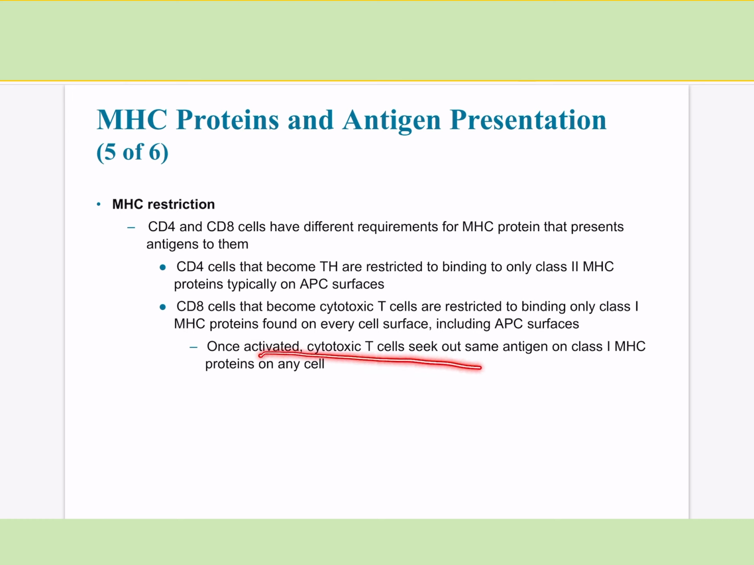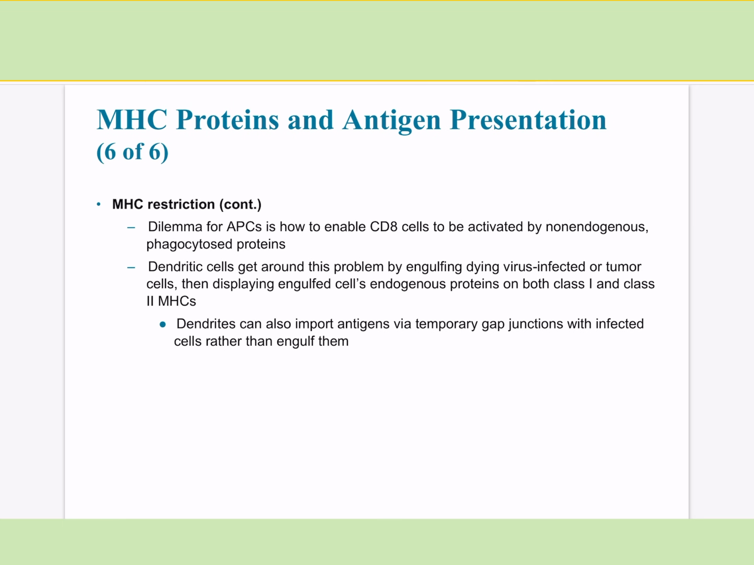Once activated, cytotoxic T cells look for the same antigen that they find on class 1 MHC proteins on any cell out there. So let's walk through this. The dilemma for APCs is how to enable CD8 cells to become activated by non-endogenous phagocytized proteins. One way we can do this is dendritic cells. They're running around, because if you're a virally infected cell, it's not just one cell. There are millions of cells infected, and many of them are going to die as a result of the infection. So this gives a chance for the APCs to find these dying, dead, infected cells and engulf them.